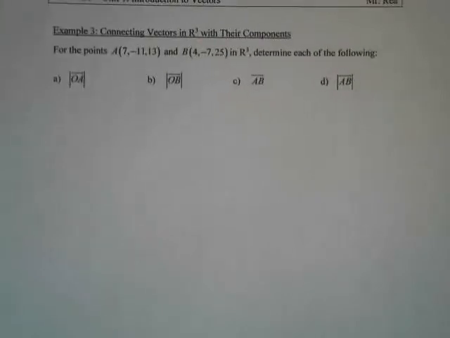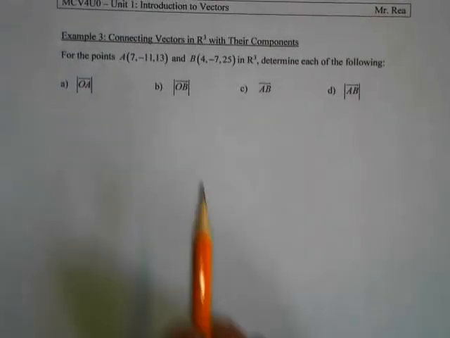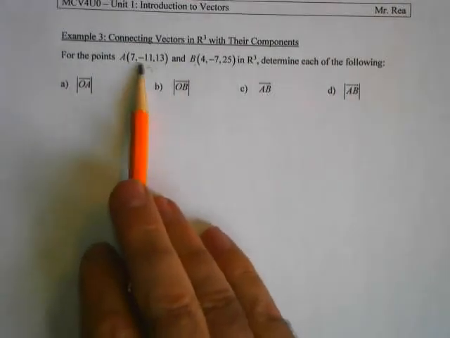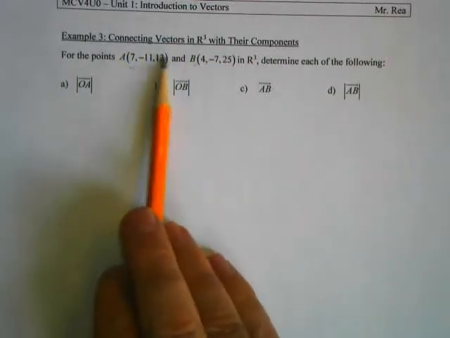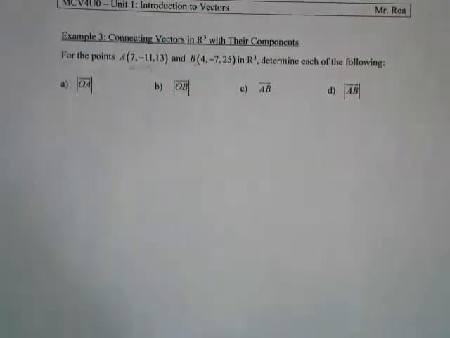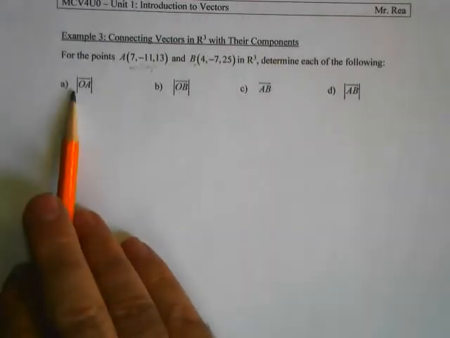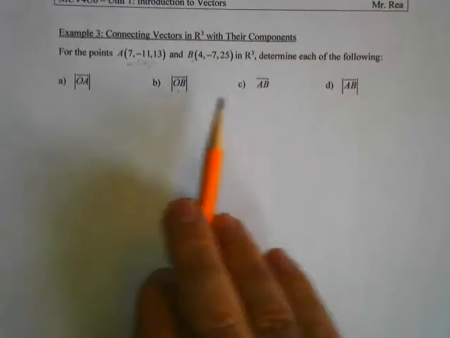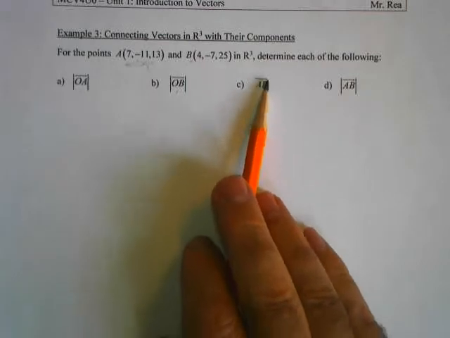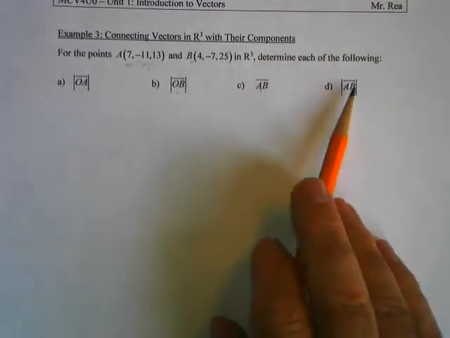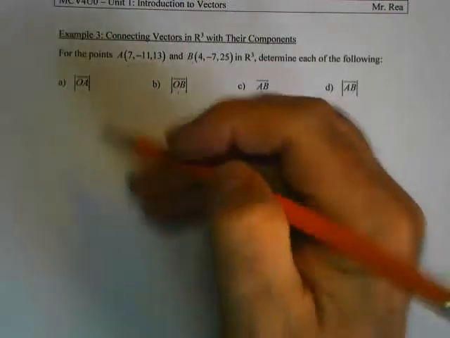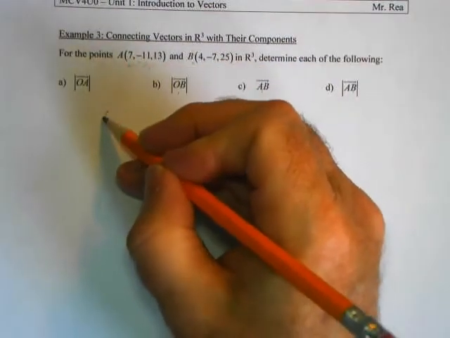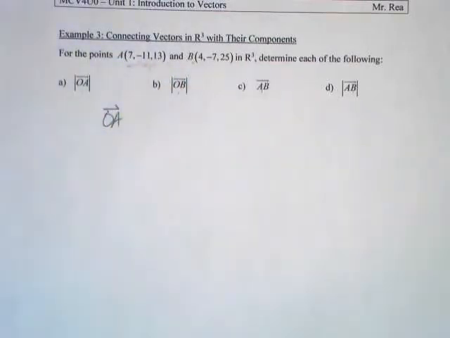Okay, so let's go on to the last example. This would be a more typical question you would get on a test. You're given 2 points in 3 space, A and B. You've got the X, Y, and Z coordinates, and we want to measure the magnitude of the position vector OA, the magnitude of position vector OB, the vector AB, the components of it, not the magnitude, and then the magnitude of vector AB.